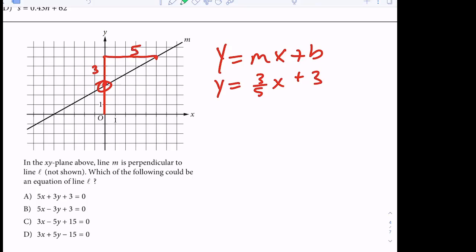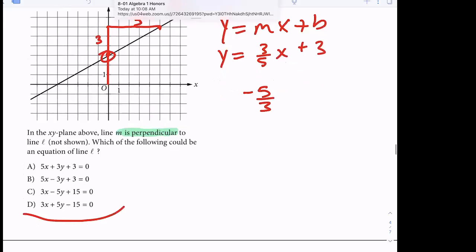Stop talking for a second. Stop putting your stuff up for a second. The slope is what? Perpendicular. We want the perpendicular. So the perpendicular would be what? Negative 5/3. So I want to know which one of these down here has a slope of -5/3.